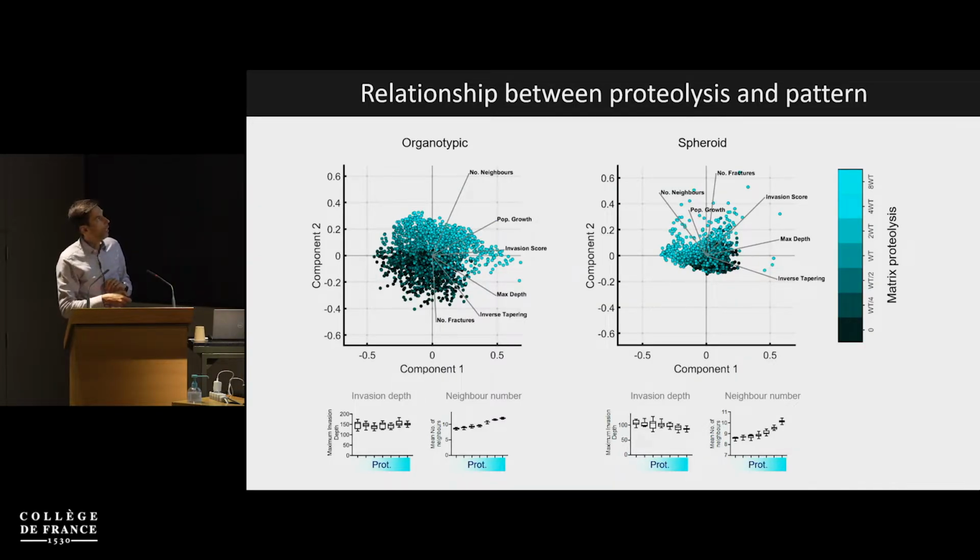Although intriguingly, in neither the organotypic nor the spheroid context did we see much of a relationship between extracellular matrix proteolysis and the maximum invasion depth which the cells were predicted to achieve, suggesting it's not really that proteolysis determines how far the cells get, it's that proteolysis determines the pattern with which they're invading. So that's a prediction. Is it true?